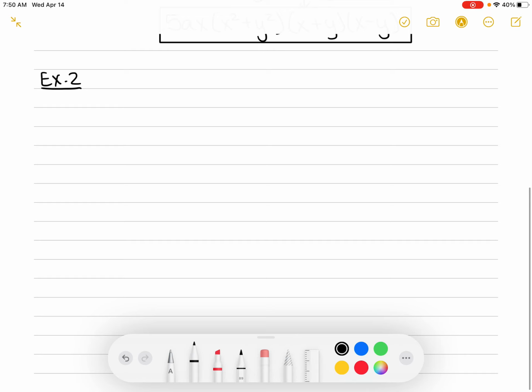Okay, example 2. Let's factor. Okay, this kind is very, very different. So I'm going to teach you something new with this one. AM minus AN minus parentheses PM minus PN.